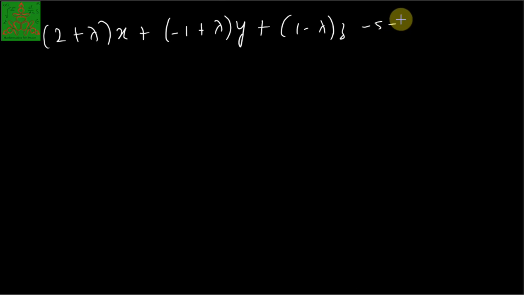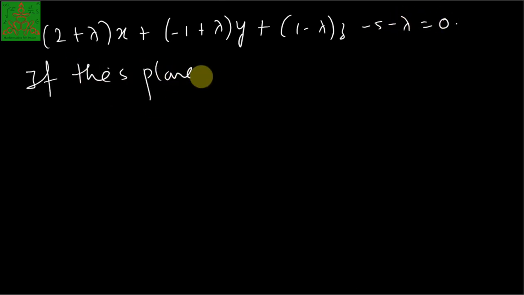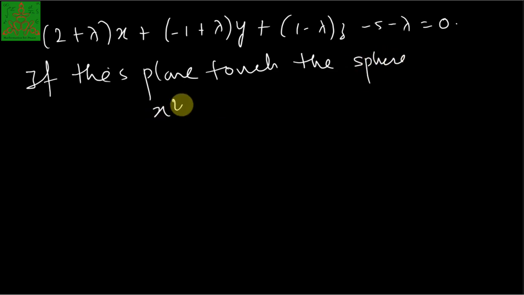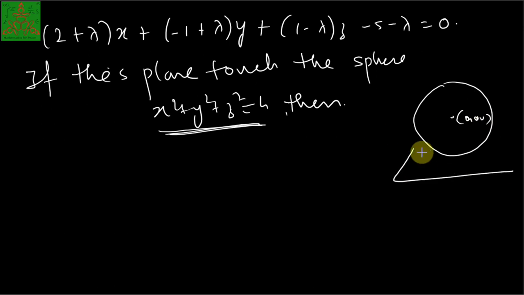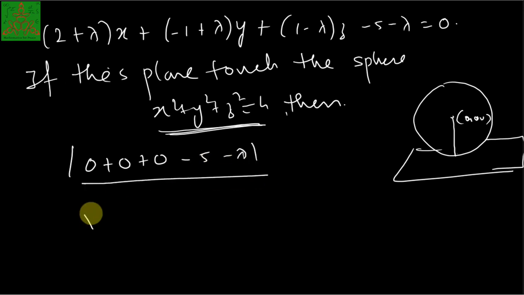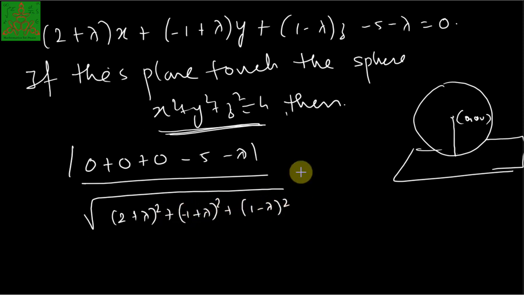equal to 0. For the sphere x square plus y square plus z square equal to 4, we will have the condition that the plane is touching the sphere. The center of the sphere is 0 0 0, and the plane is touching it, so that means this distance is exactly the same as the radius of the sphere. We know the distance between the point 0 0 0 and the plane is 0 plus 0 plus 0 minus 5 minus lambda upon square root of 2 plus lambda square plus minus 1 plus lambda square plus 1 minus lambda square, equal to the radius of the sphere. The radius of the sphere is 2, since r square is 4.